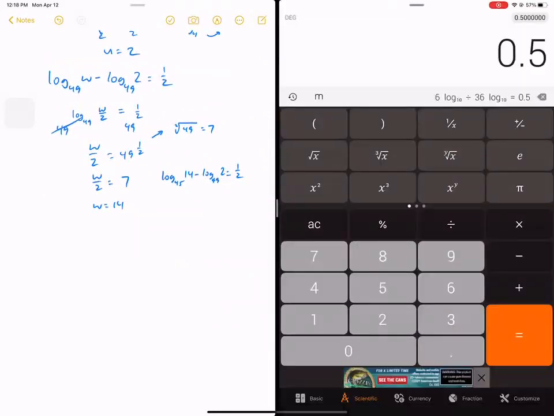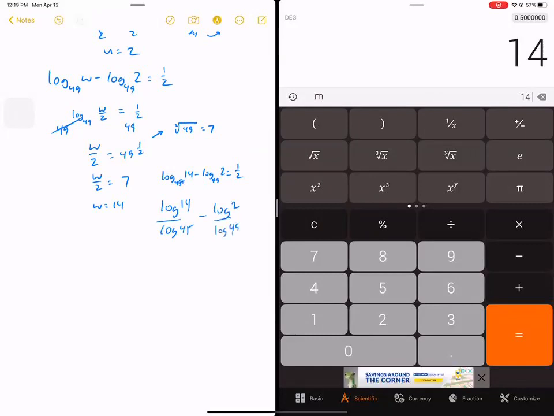Let's see, did I make a mistake anywhere? I think I'm okay. So let's go ahead and type it as we see it. Here we go. To remember the calculator, I need to write log of 14 divided by log of 45 minus log of 2 over log of 49. I'm not sure I wrote 45, 49 is, and we'll see if that gives us the answer 1/2, okay?